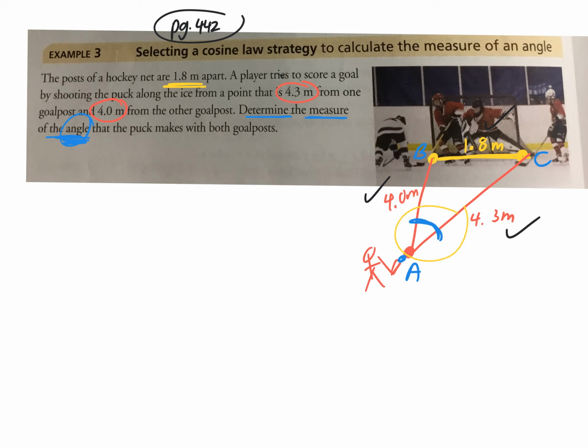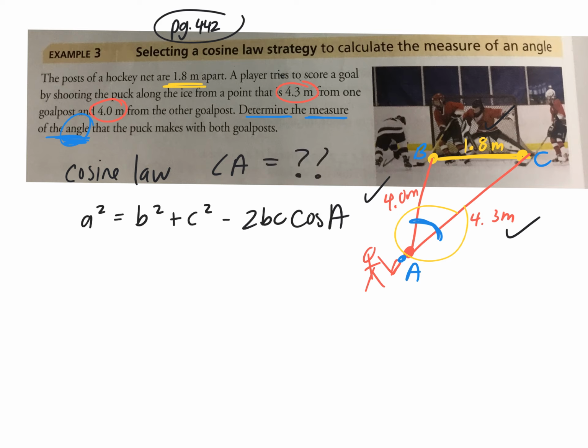Which law are we using? Sine law or cosine law? Okay, so let's do it. We're going to use cosine law, and we are going to solve for angle A. We're trying to figure out what angle A is equal to. So make sure you label your diagram properly.